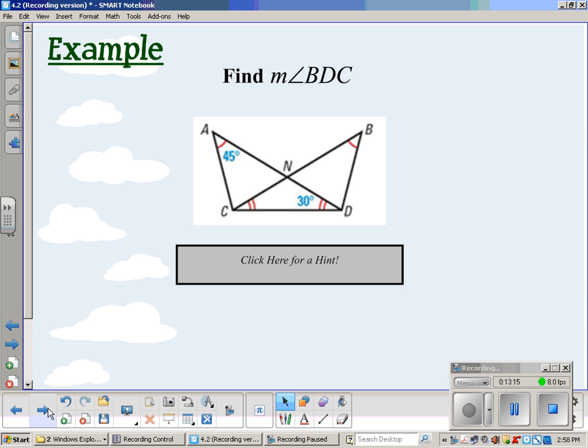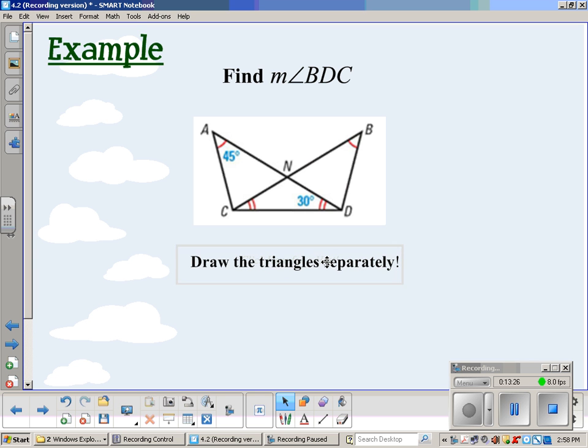So there are a couple ways to actually find angle BDC, but there's one way that we can use the third angle theorem. So let's take a look. Our hint is that we're going to draw the triangles separately. Now, what do I mean by the triangles? Well, I'm going to show you two overlapping triangles that are going to be very helpful for solving this problem. The first one, triangle ACD.